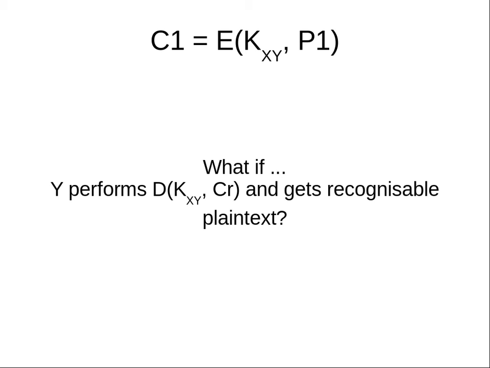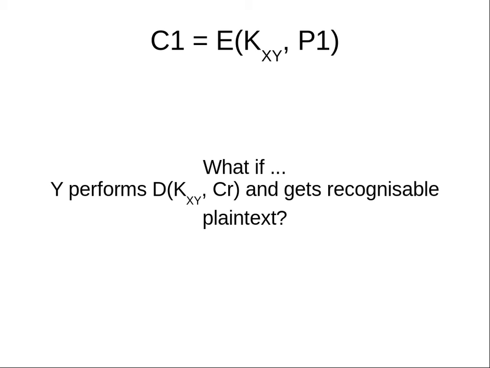They do that and they get some plain text they recognize, maybe some English message. What do we know now? What does Y know? He knows the key used is the correct key. Because we got recognizable plain text, we know the decryption worked. It didn't go wrong this time. So some things we know from Y's perspective. We know that we used the correct key because the decryption worked. We know that the output plain text is what X sent.